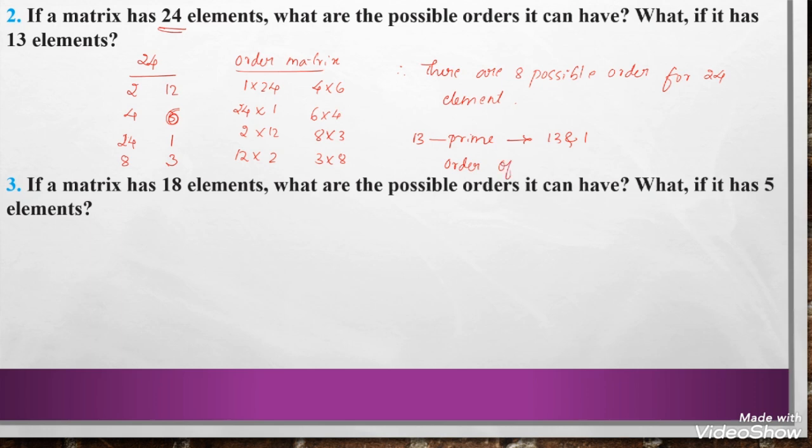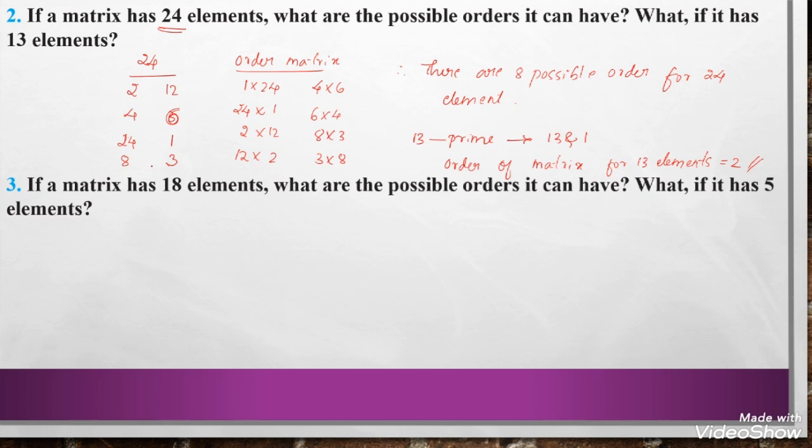The order of a matrix with 13 elements is 13 cross 1 or 1 cross 13. That is 13 rows and 1 column, or 1 column into 13 rows. There are 2 possible orders. Then there is the next question.